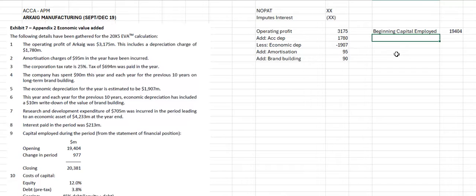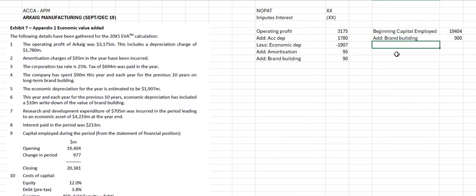Remember, including this year, 11 years they have done brand building. Since I am taking year beginning capital employed, don't take the current year's one. Previous 10 years brand building, they have spent 90 million per year. 10 years, multiply, 900 million. I'm adding back. Add brand building 900. In summary, what am I doing? Previous 10 years brand building, what they expensed, I am capitalizing.